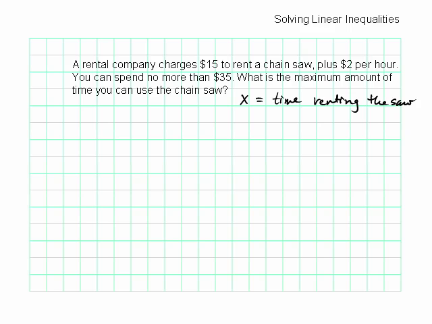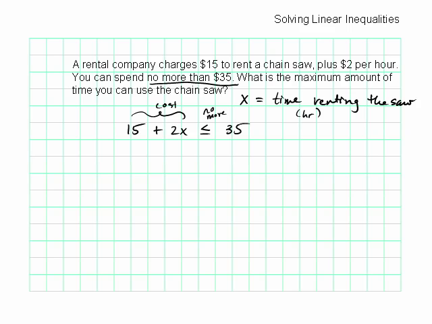So you got to pay $15 to rent the saw, plus $2 for every hour. And since you're renting it for x number of hours, you're going to have to pay $2 times x. So this right here is the cost of renting the chainsaw. You can spend no more than $35. So no more than 35 means your cost has to be less than or equal to 35. So that's the inequality we need to solve.